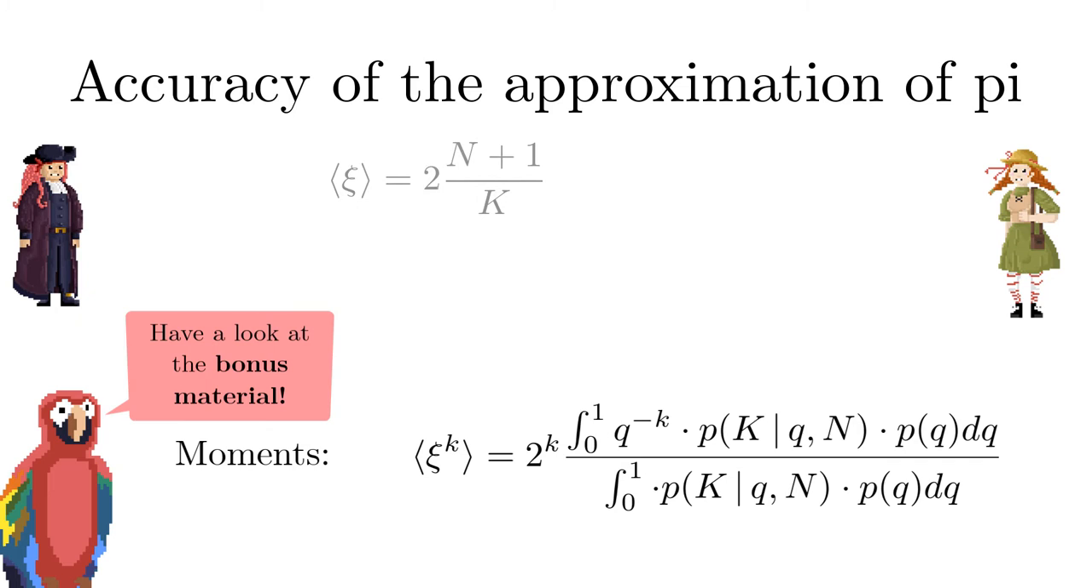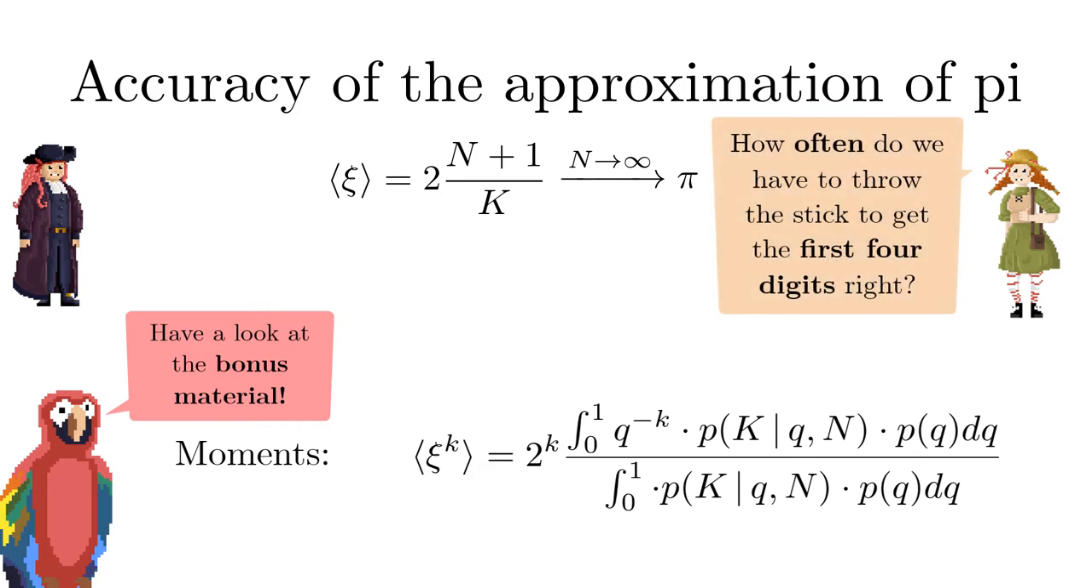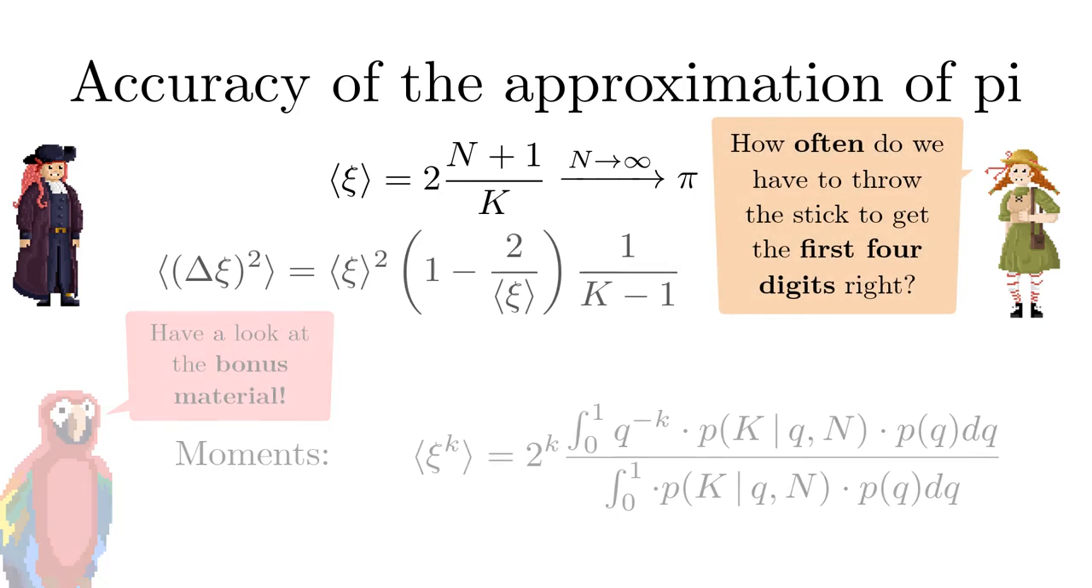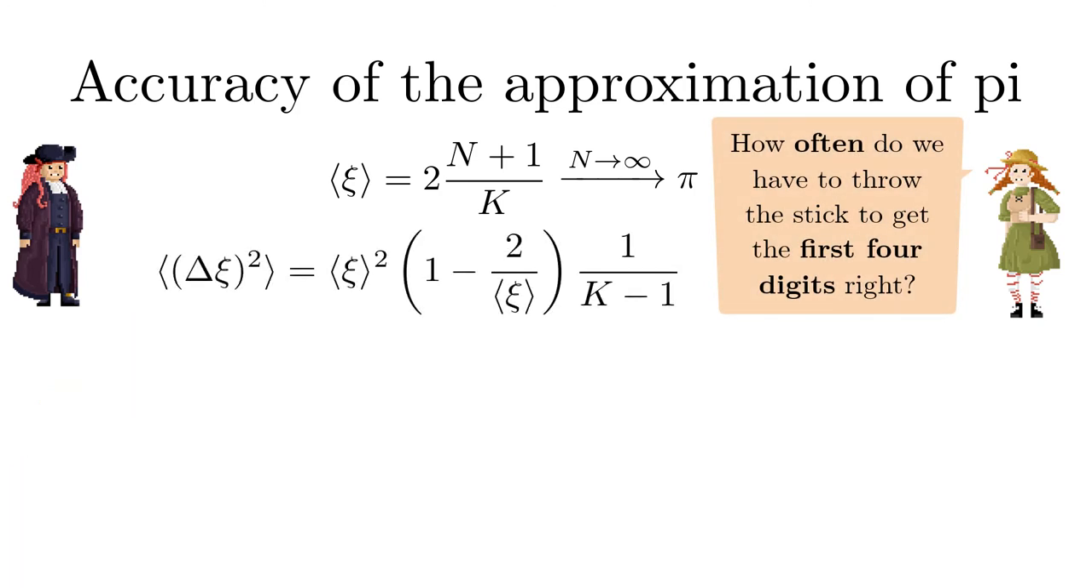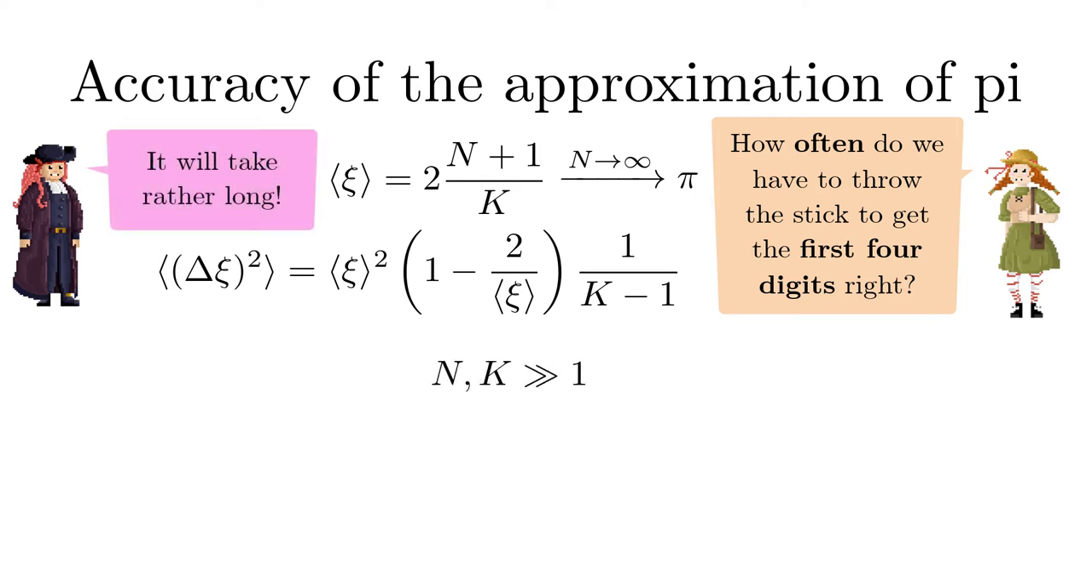The final result for the mean is almost identical to the approximation Captain Bayes proposed. And it converges towards pi for n going to infinity for the same reason outlined before. Finally, to answer the question of Lyra, we consider the variance. As we want to know how many steps it takes to reach a 4-digit accuracy, we can assume that both n and k are much greater than 1.